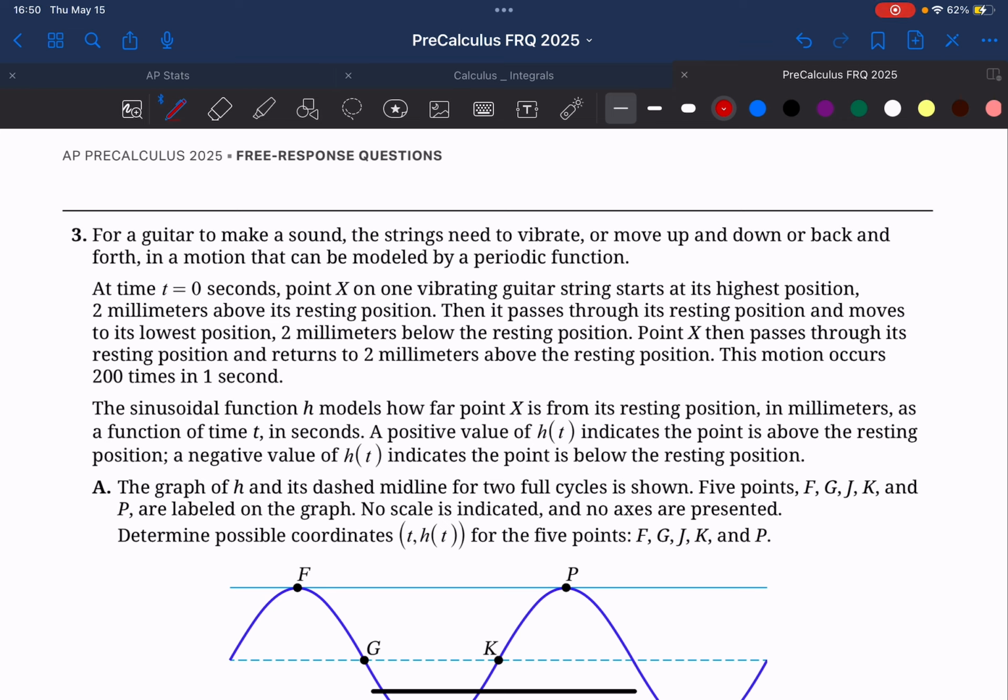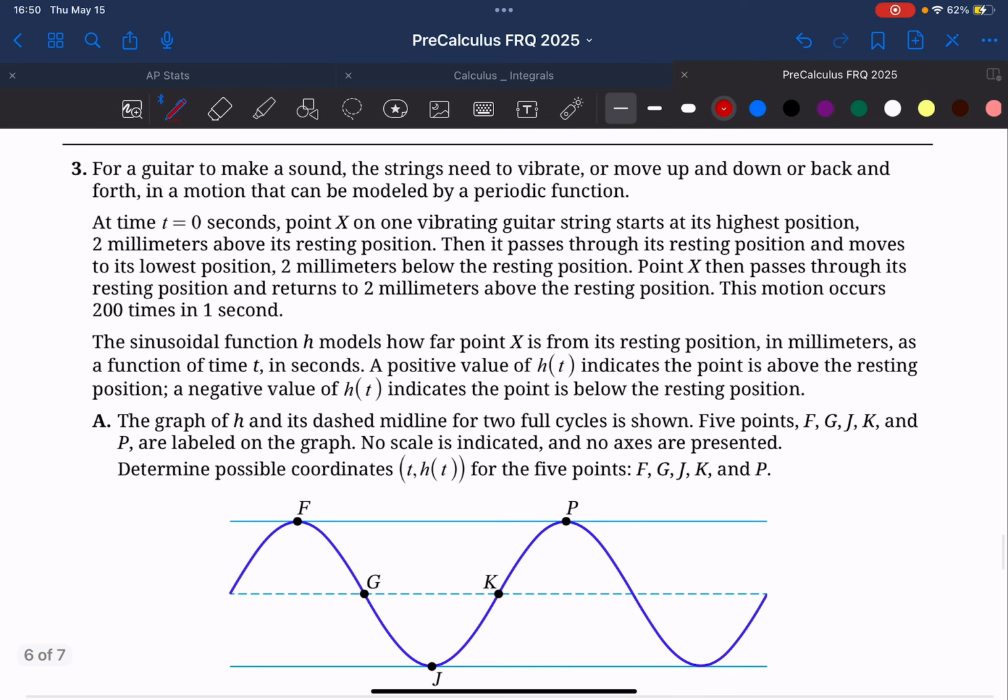up and down or back and forth in a motion that can be modeled by a periodic function. At time t equals 0 seconds, point X on one vibrating guitar string starts at its highest position, 2 millimeters above its resting point, then passes through its resting position and moves to its lowest position, 2 millimeters below the resting point. Point X then passes through its resting position and returns to 2 millimeters above the resting position. The motion occurs 200 times in 1 second.